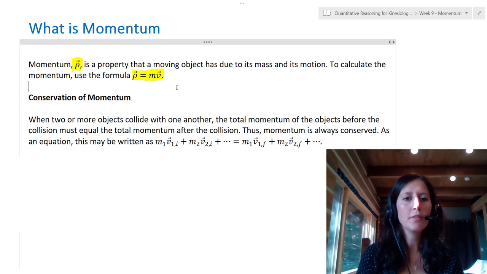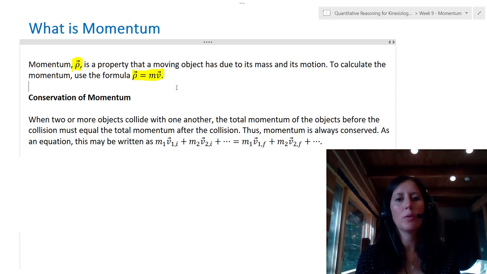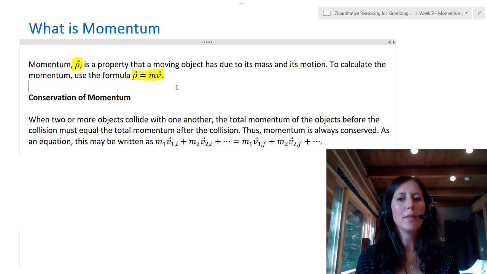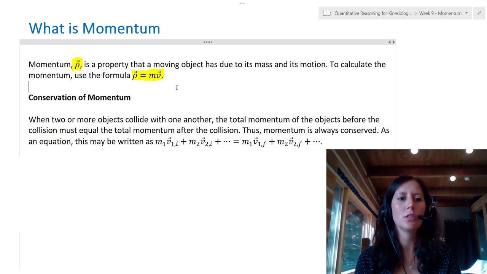All right, so conservation of momentum. So when two or more objects collide with one another, the total momentum of the objects before the collision has to equal the total momentum of the objects after the collision. That means that momentum is always conserved.